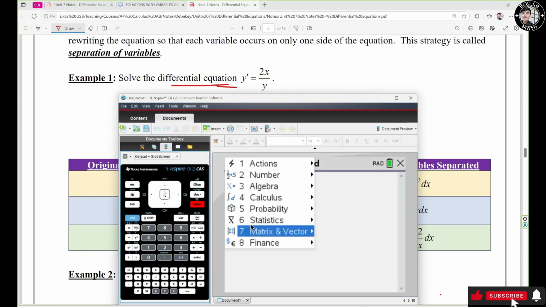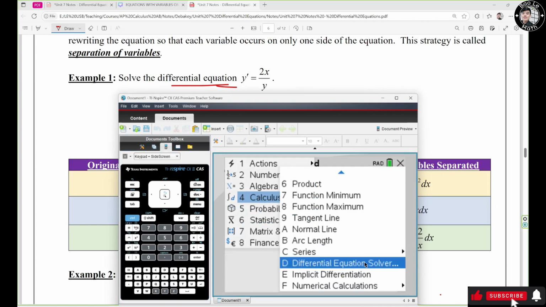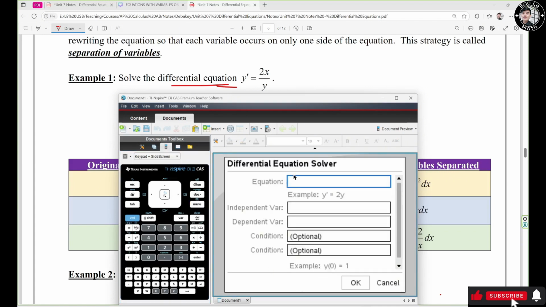Now you need to hit menu, calculus, scroll all the way down until you see differential equation solver right here. Now the equation should be in this format, y prime equals something. So you have y prime equals 2s over y. So you need to hit y, and then the prime symbol should be this one right here next to the boolean g. So you hit this one right here, prime equals 2s divided by y.